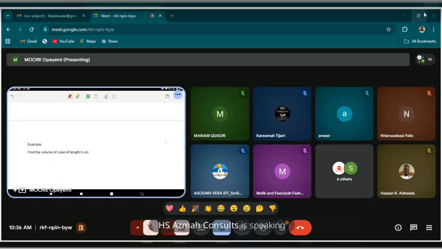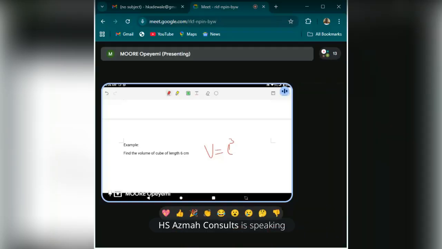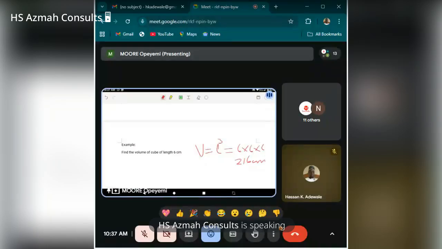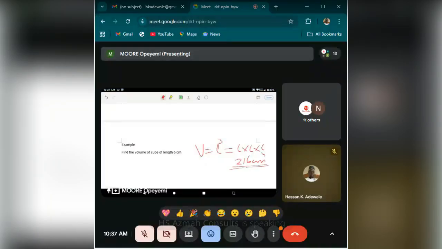Again? 216. Okay. So, volume of cube is equal to L raised to the power of 3, meaning the cube of the length. And since the length is 6, that will be 6 times 6 times 6, and that will give us 216 centimeter cube.